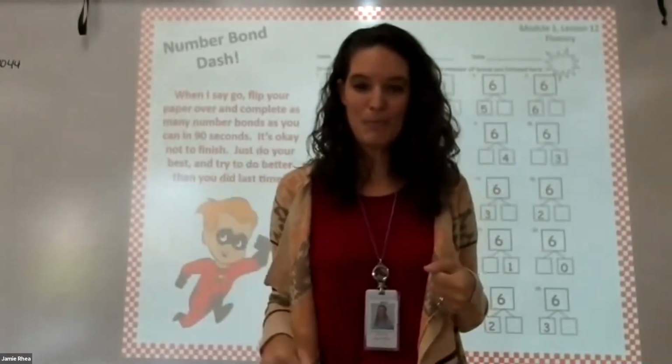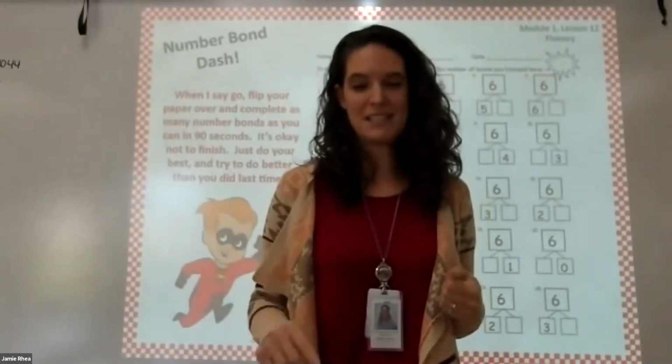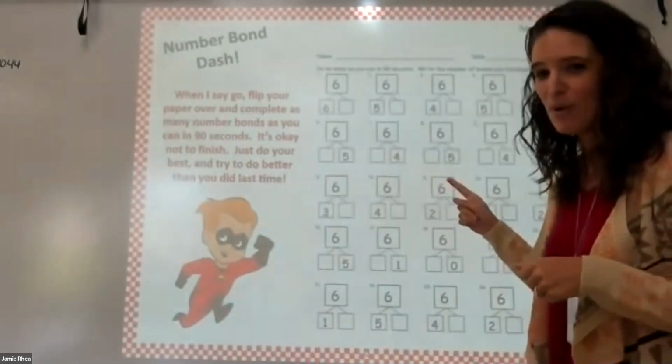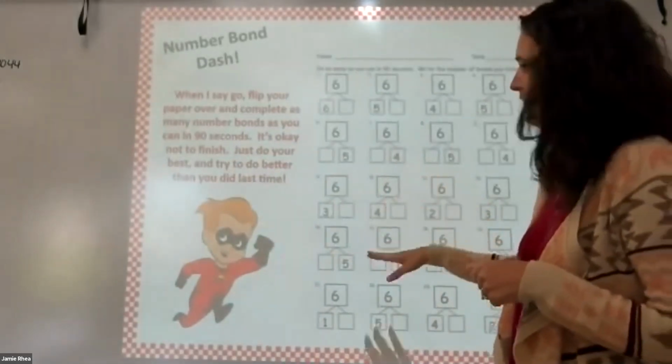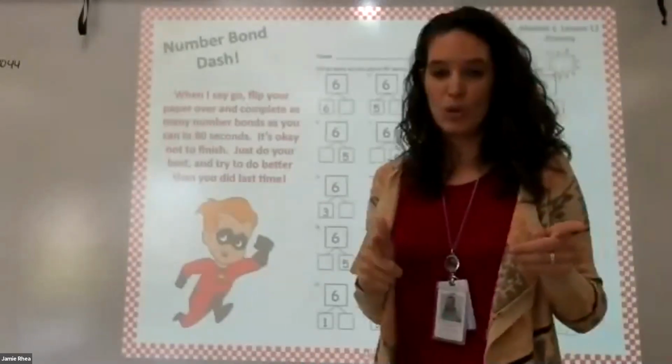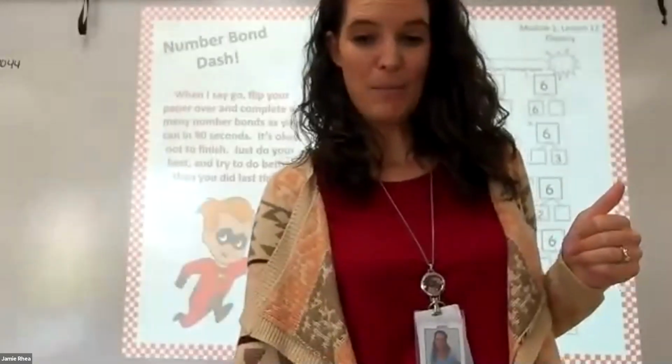Complete your number bond dash in 2 minutes. Set your timer, do as many of these as you can in 2 minutes. Remember, you're just finding the partners for 6. They're already there. You just have to find what they need. Okay, so go do that and then come right back to me and we will do the application problem.